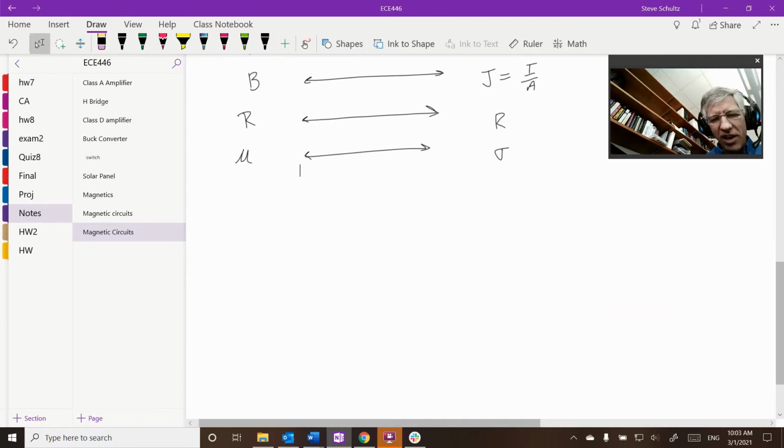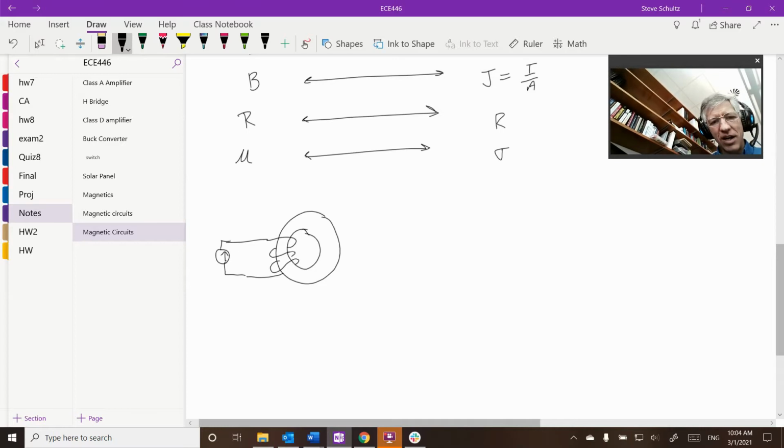Let's look at our solenoid. If I have a solenoid and I have some wire wrapped around here, and I put a current source in here of current I, we're going to do our magnetic circuit. We're going to start with our magnetomotive force, which is basically our magnetic voltage source. And then I am going to come over here and do a reluctance.